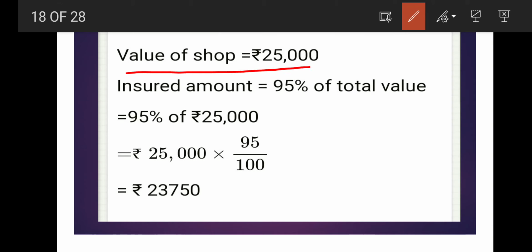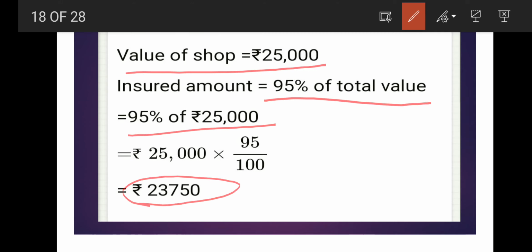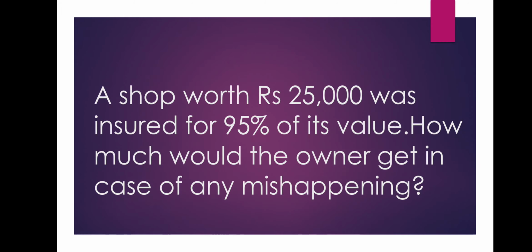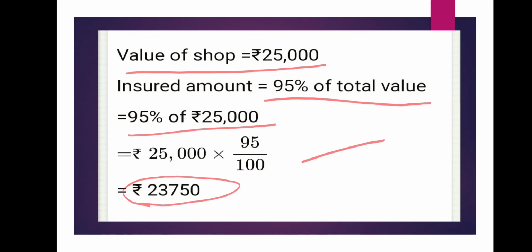So now here is the process, here is the step how to do it in the copy. Value of the shop, this one, insured amount 95% of the total, and so you will get 23,750. Okay. How much would the owner get in case of any mishap? Okay, so whatever amount is insured, that the owner will get. Clear? So the owner will get 23,750 rupees.